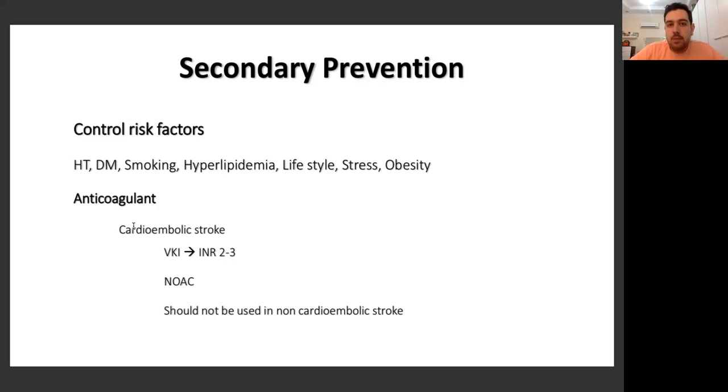So we place them on warfarin, which is a vitamin K inhibitor, or NOAC. NOACs are the new drugs that are replacing warfarin, novel oral anticoagulants, because they don't require monitoring. When you give a patient warfarin, you need to maintain the INR at 2 to 3, so you need to monitor the patients regularly. While when you give NOAC, you don't really need to monitor the patient.